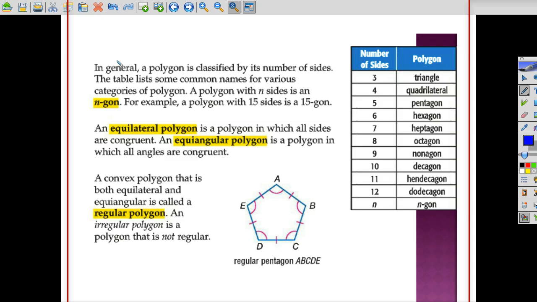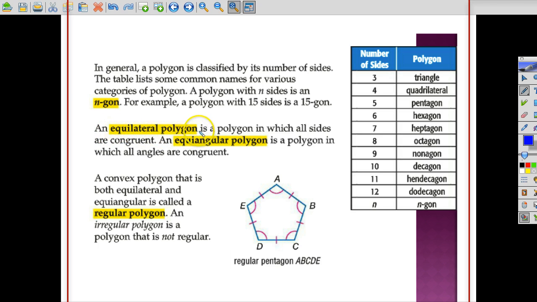In general, a polygon is classified by its number of sides. The table lists some common names for various categories of polygon. A polygon with n sides is an n-gon. For example, a polygon with 15 sides is a 15-gon. We have names up to 12 sides: 3 sides is a triangle, 4 sides a quadrilateral, then pentagon, hexagon, up to 12. From 12 on, we just say n-gon. So if you have 13 sides, you call it a 13-gon.